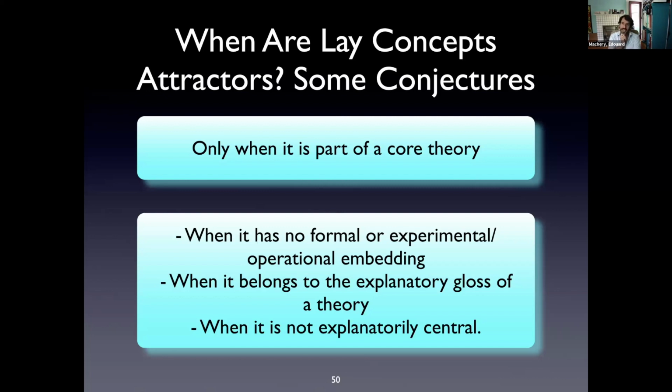So the conjecture here is that when a concept is part of a core theory and when it's not explanatory central, it's more likely to work as an attractor. That's the type of situation in which I believe lay concepts are going to work as attractors. In those situations, explications are not going to allow scientists to replace lay concepts by the explications themselves. As a result, lay concepts will exert their often problematic impact on scientists' thoughts. They will lead scientists astray. So that's the gist of the new challenge to explication.